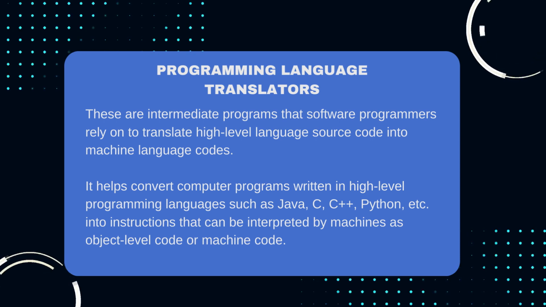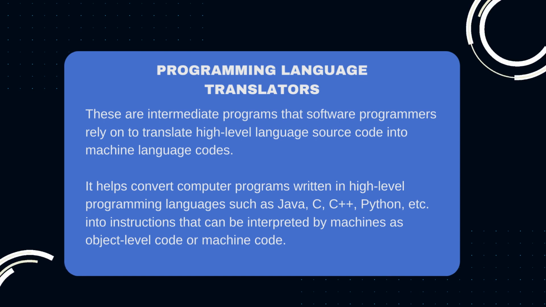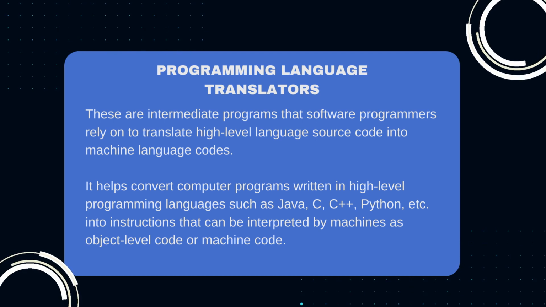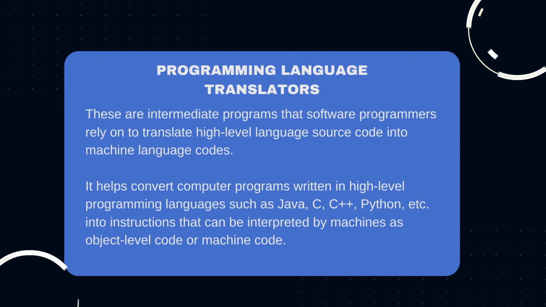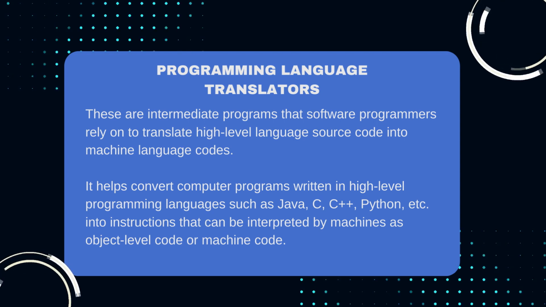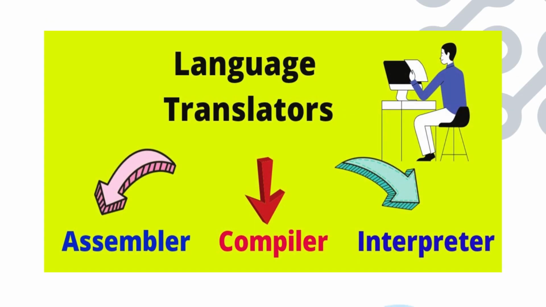It helps convert computer programs written in high-level programming languages such as Java, C, C++, Python, etc. into instructions that can be interpreted by machines as object-level code or machine code. So examples of language translators, we have assembler, compiler, and interpreter.